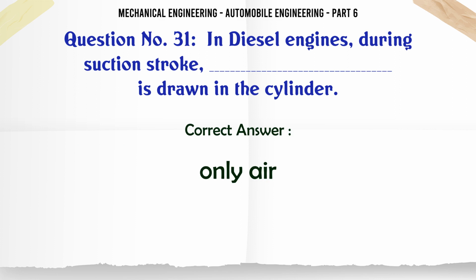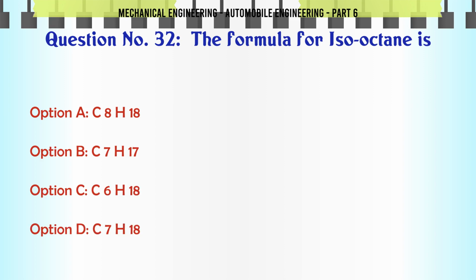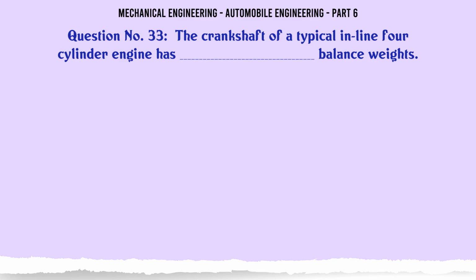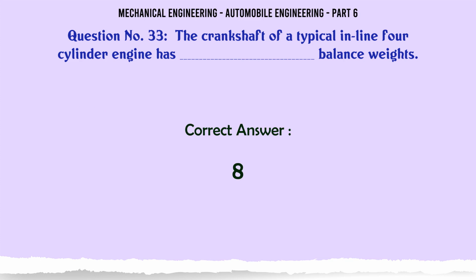The formula for iso-octane is: A. C8H18, B. C7H17, C. C6H18, D. C7H18. The correct answer is C8H18. The crankshaft of a typical inline 4-cylinder engine has balance weights: A. 12, B. 4, C. 16, D. 8. The correct answer is 8.